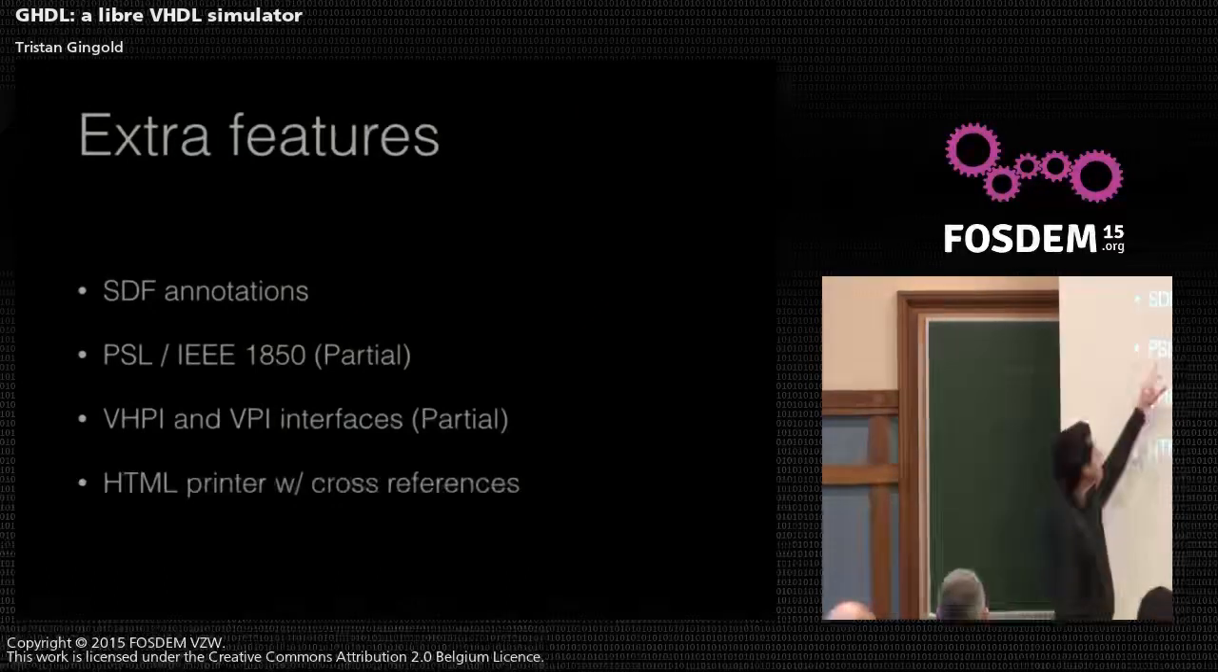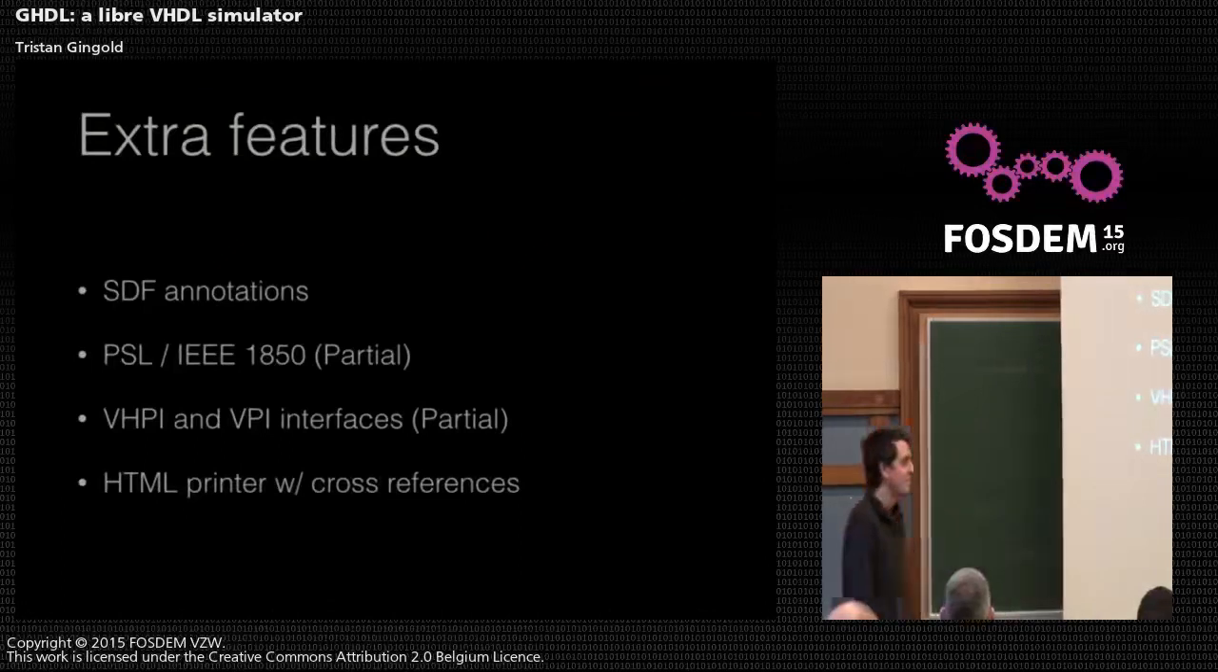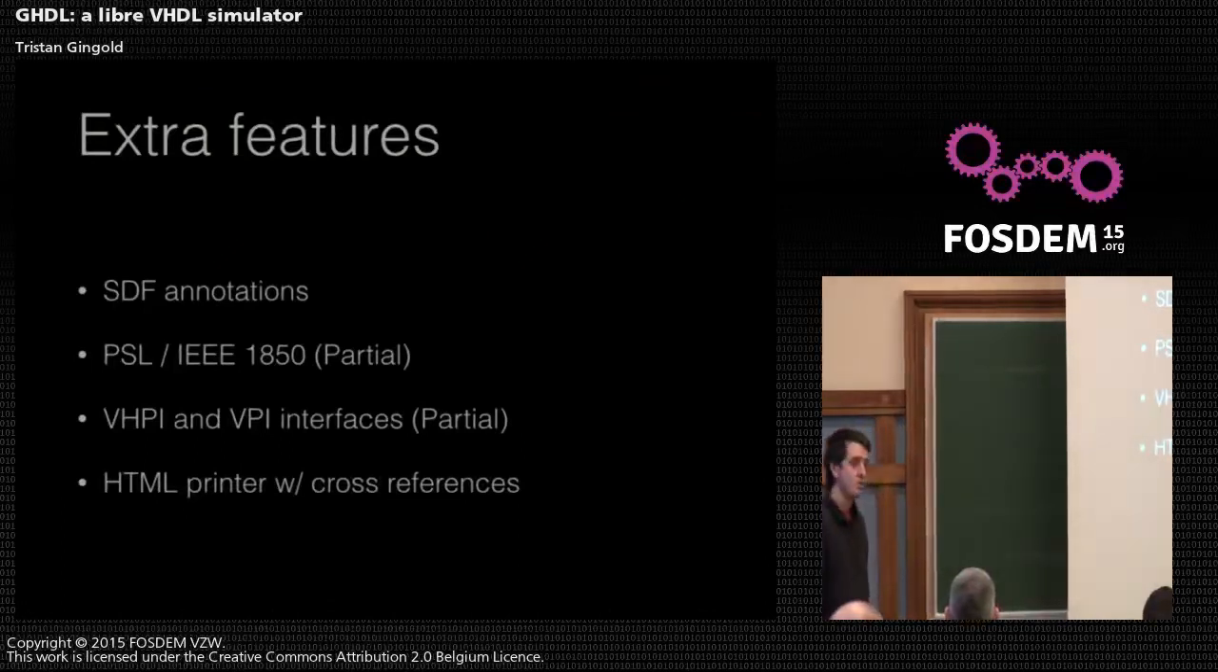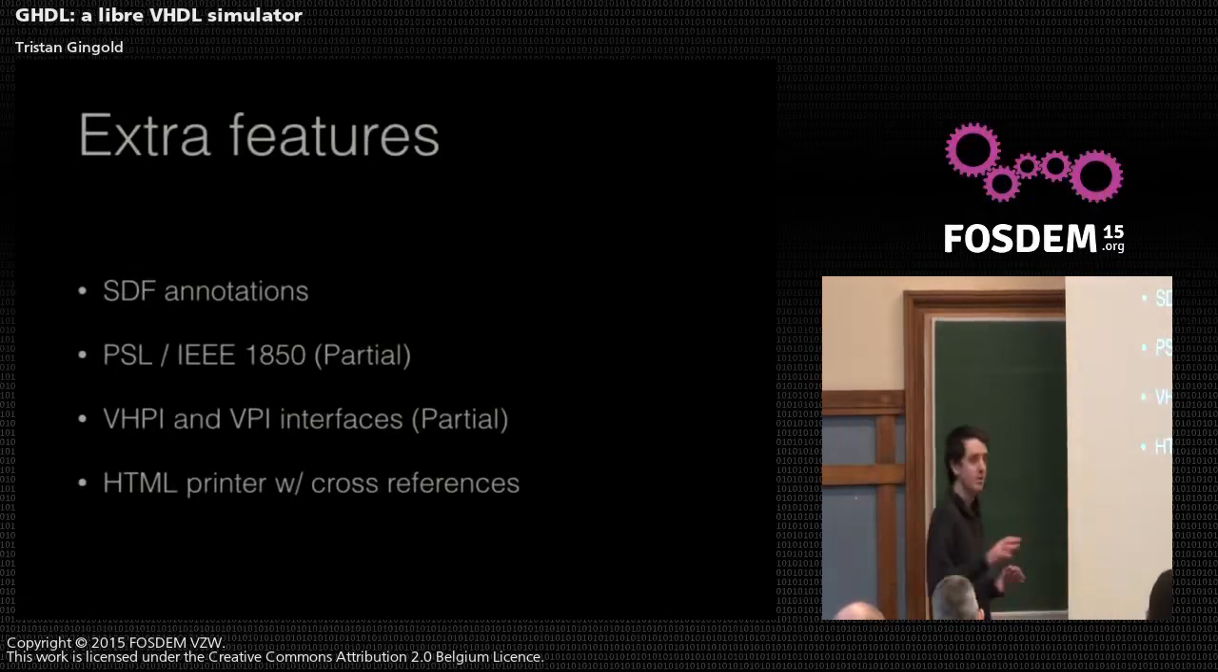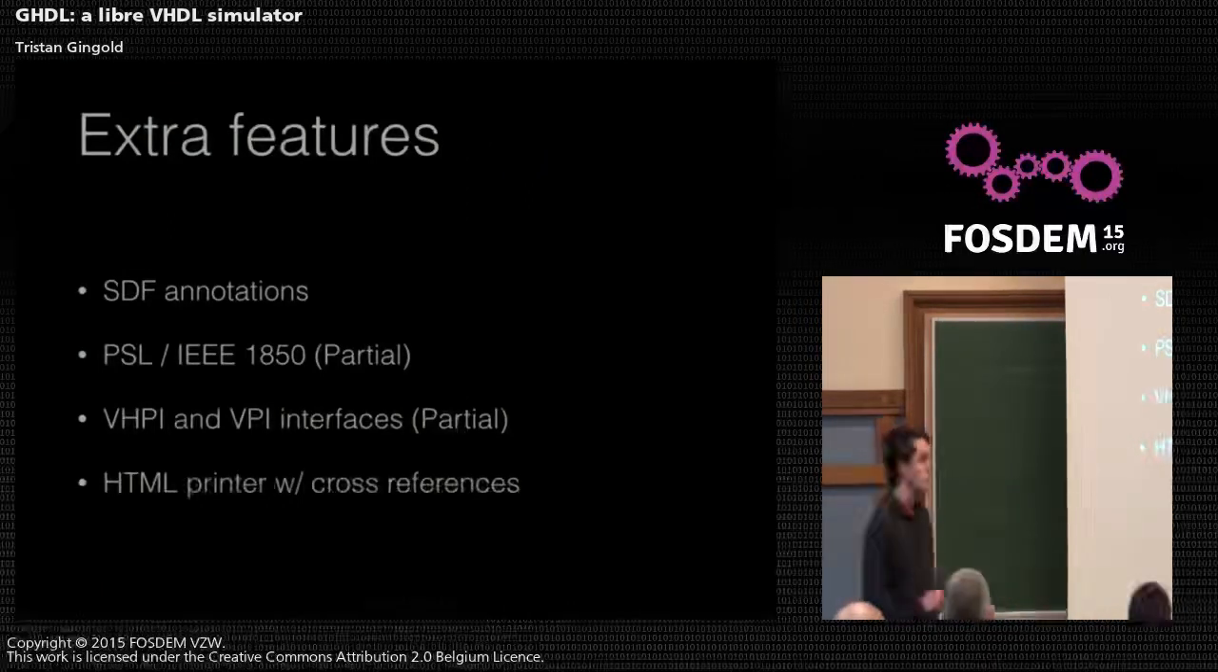I don't know if you know PSL. It's the Property Specification Language, so you can add assertions in linear logic that are handled by GHDL, and you can also add coverage information. So, for example, you can check that if a signal is true, then another is true at least 3 cycles later, but not after 10 cycles.